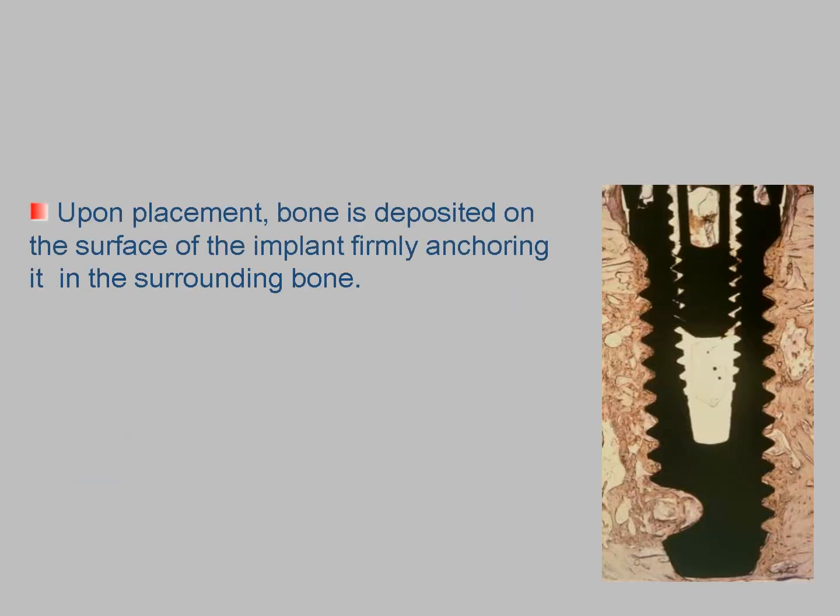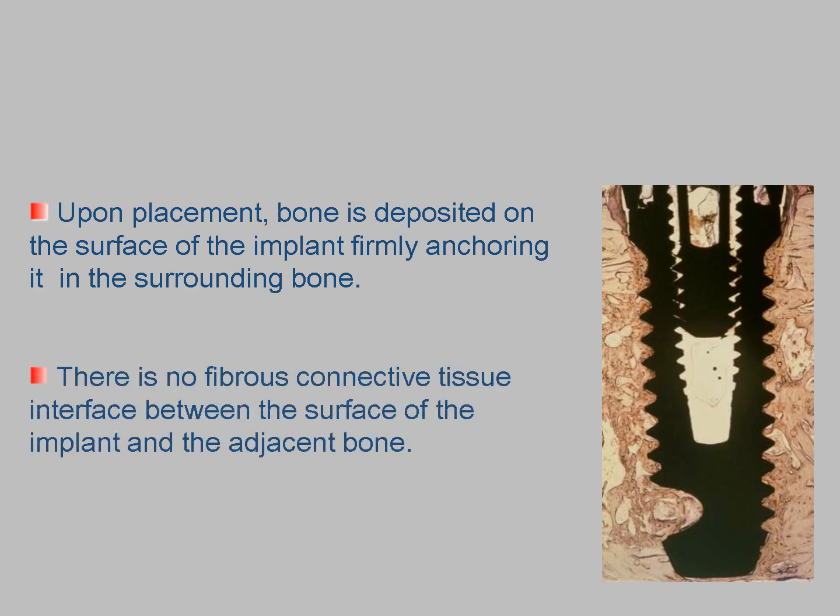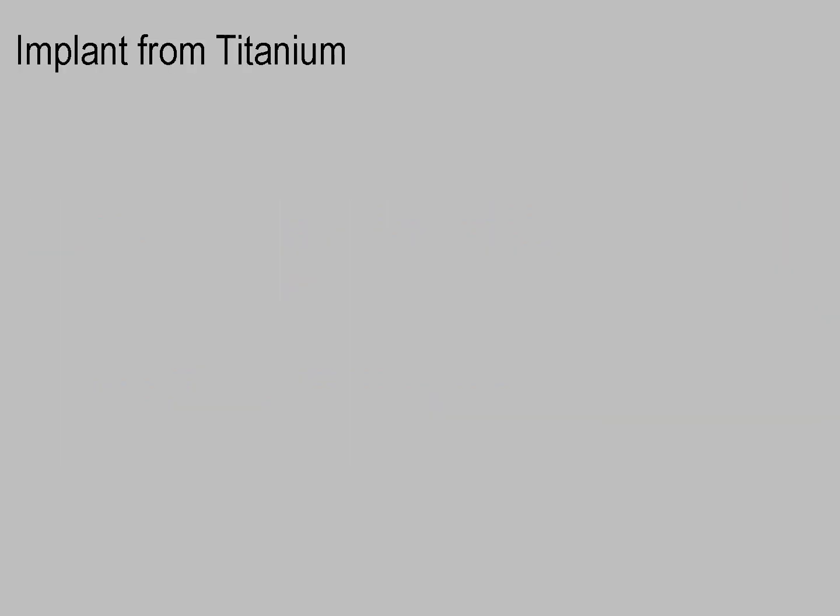So if you place titanium implants in the bone, there will be deposition of bone on these implants and the surrounding bone. The criteria for osseointegration must have no fibrous tissue. If you have fibrous tissue, you will have some sort of failure of the dental implants. So you must keep these issues in mind.